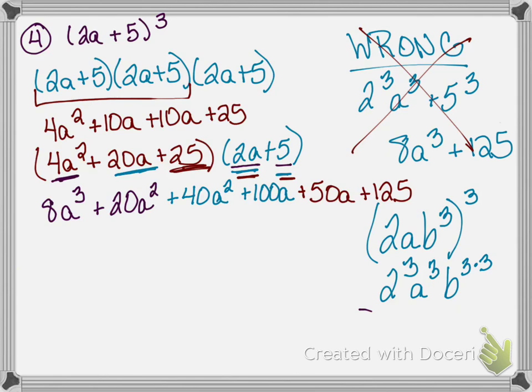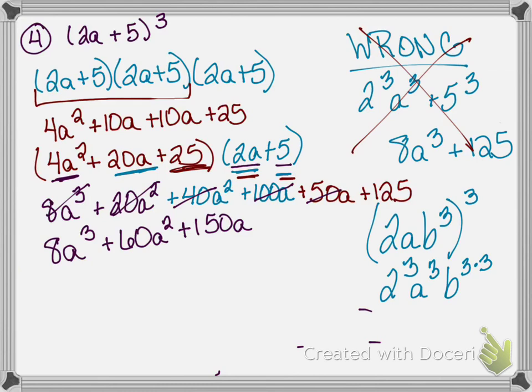So I'm going to start with my a to the third. Are there any other a to the thirds? No. So I'm going to write down 8a to the third, and I'm going to be done with that one. Now I've got a squared. Is there any other a squareds I can combine with? Good. So 20a squared and 40a squared is 60a squared. Okay? Then I have 100a and 50a. So that is 150a. And then I am left with 125.